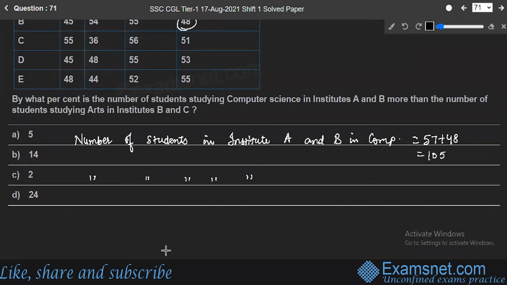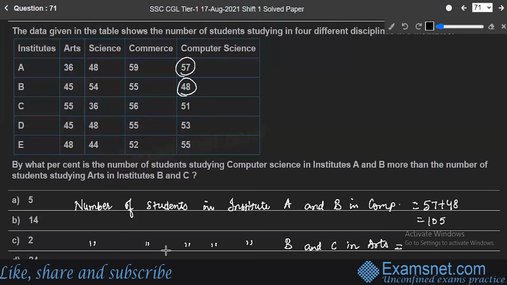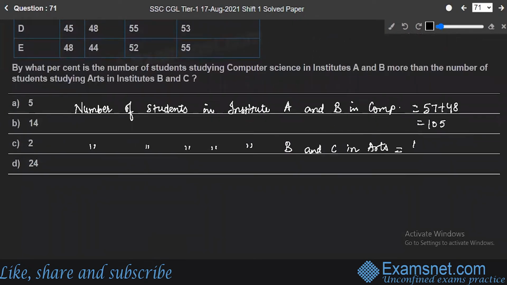Now, the number of students in institute B and C in arts. How many are they? This is arts, 45 and 55. Let's add them. You will have 100 now. Right.